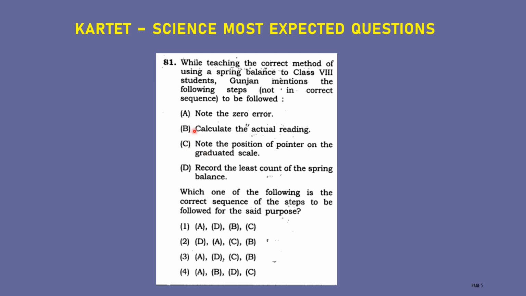Then the final step, calculate the actual reading, by considering the zero error, then the least count, then the position of the pointer on the graduated scale. Later, the fourth step, you can calculate the actual reading. Therefore, the correct answer for this question is option 3. The order is A, D, C, B.